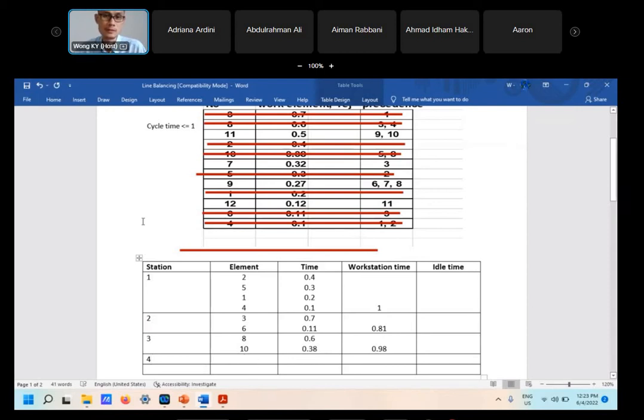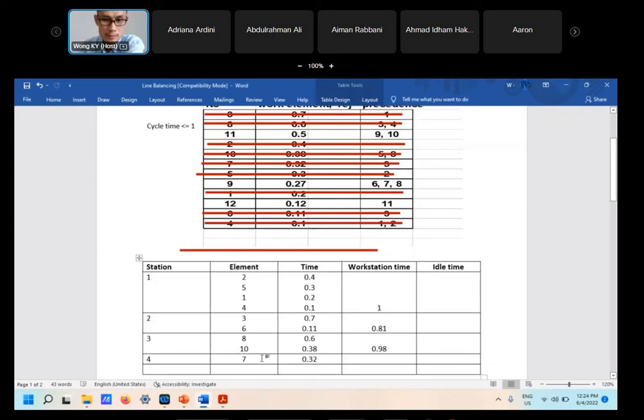Okay, so repeat the process, go to the top of the list and ask, can I assign work element 11 to workstation 4? Cannot, okay, because 9 has not been started. 9 has not been started, so 11 cannot. Then we go down the list, we see 7. So ask yourself, can we assign work element 7? Yes, we assign work element 7. Element time is 0.32. Okay, so we can cancel element 7.